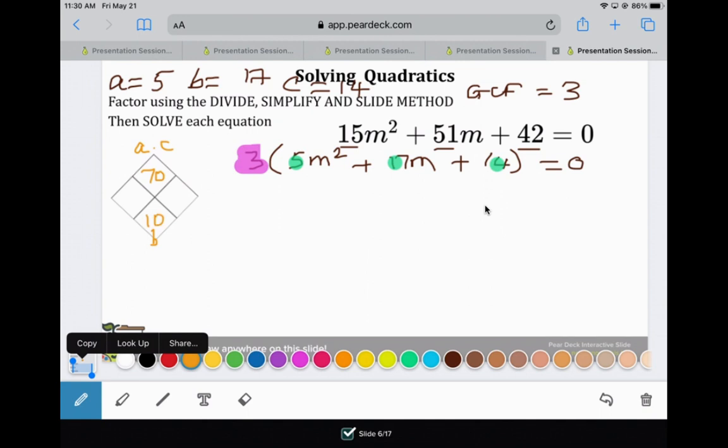How do we feel about this so far? Do you remember this step? If not, write it down. Have it somewhere so you can go back and follow. This is not new. But it's okay. If you don't know it, just let me know.